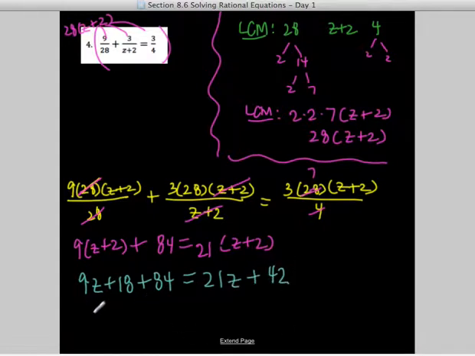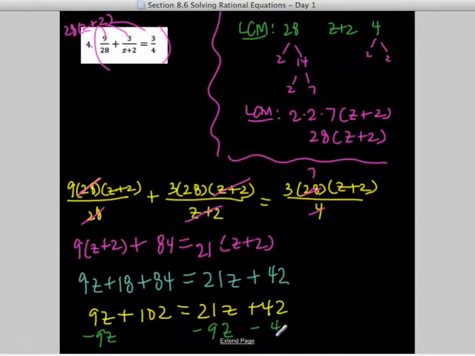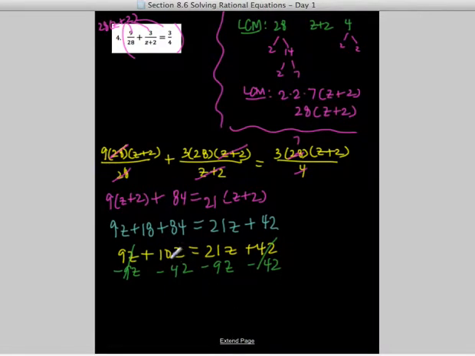Okay, now I'm going to go ahead and combine like terms on my left-hand side, so I would have 9z, 18 plus 84 is 102, is equal to 21z plus 42. And now I'm going to solve. I'm going to get all my numbers to one side and all my variables to the other, so I'm going to subtract 9z from the left-hand side. And so then I'm going to subtract 42 from the right-hand side. Those will cancel. 102 minus 42 is going to give me 60, equals 21z minus 9z will be 12z. And if I divide both sides by 12, I will get that z is equal to 5.